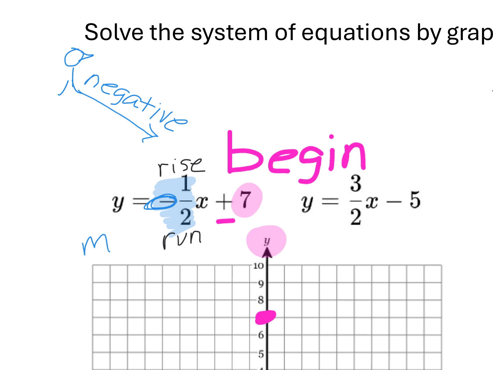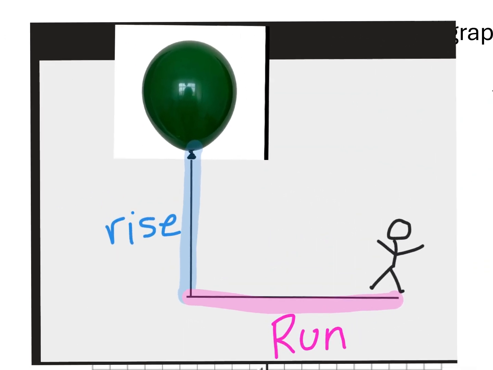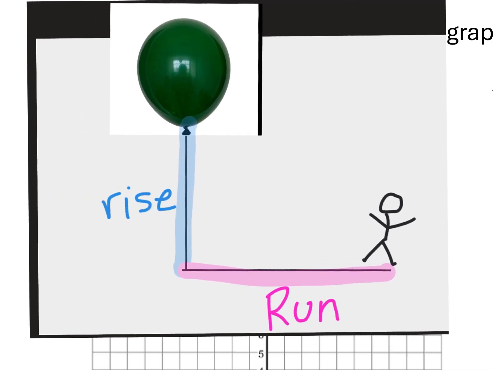So the top number tells you how much your line is going up and down. That's why it's called the rise. And then the bottom number tells you how much it's moving horizontally. Years ago, one of my students actually made this. The balloon is associated with the rise, and we've got our little person right here who's running that way. So to help you remember, rise is your vertical distance, run is your horizontal distance. In case you are a visual person, that might help you.